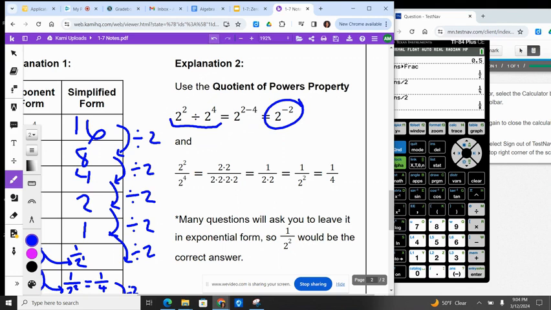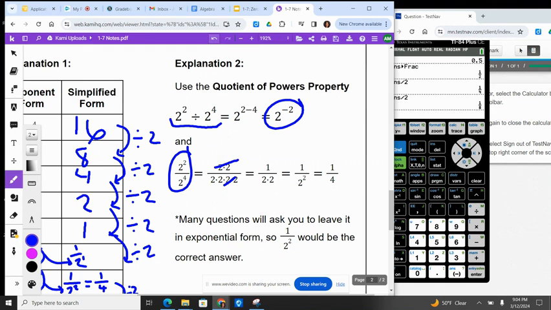If you want to think about that in terms of expanded form, you can think of it like this: 2 squared divided by 2 to the fourth. That's 2 times 2 over 2 times 2 times 2 times 2, which you'll see you've got 2 on the bottom and 2 on the top, so they'll just cancel.